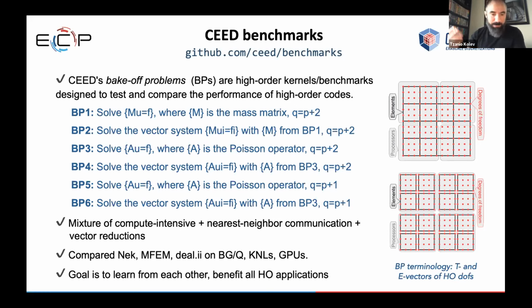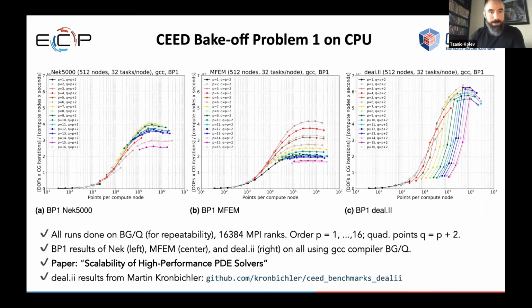So far, we have had results from NEC, MFM, and DIL2. This is just an example of the type of plots and type of results we're getting. You'll see a lot of those here. So let me spend some time explaining this. On the x-axis, you have local problem size. These are run on 512 nodes of BGQ with 32 tasks per node. And on the y-axis, you have the throughput. The throughput is degrees of freedom per second. And here we're talking about 70 million degrees of freedom per second, and we call this 70 megadofs.